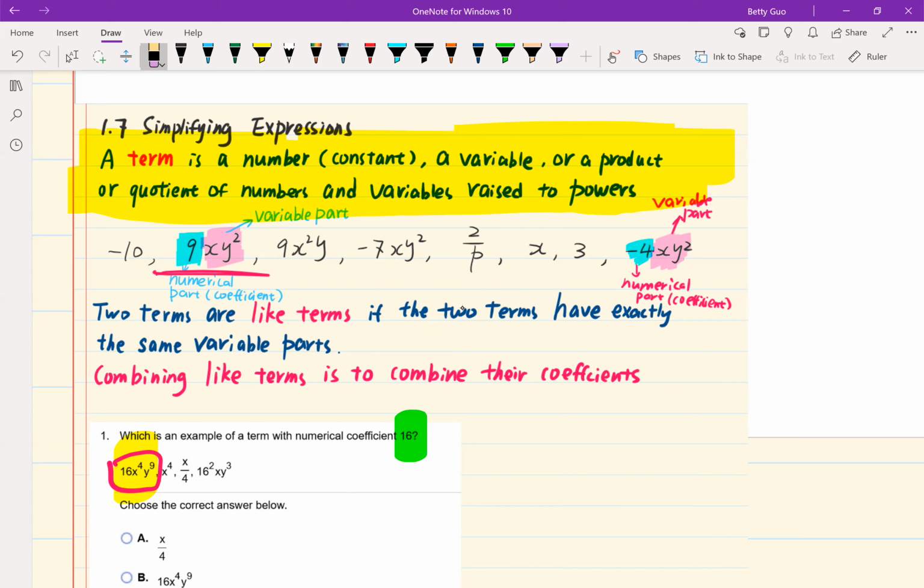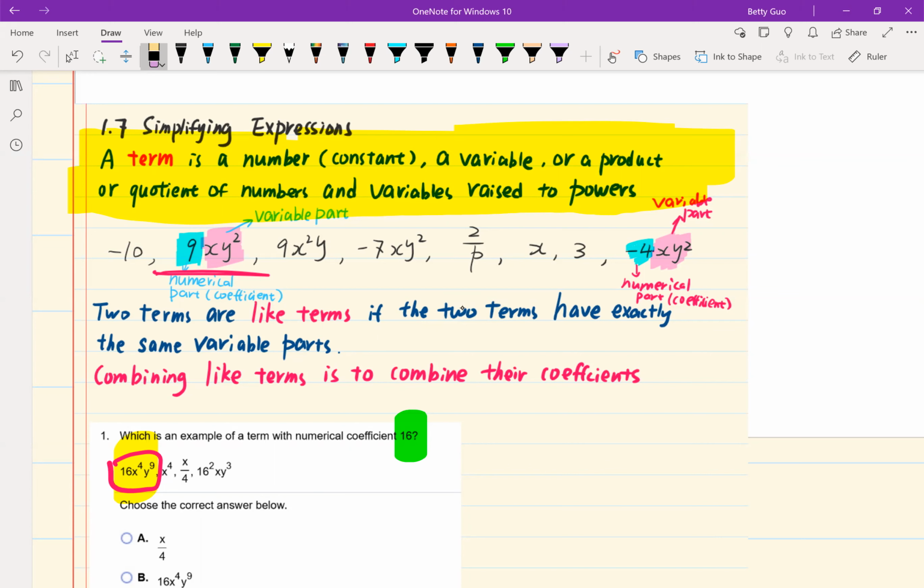Let's move to this one. 9 times xy squared. We have already identified the coefficient is 9 in blue. Variable part is xy squared in pink. Can you find like terms for this guy? Yeah, that one. Yeah, -4xy squared, right? I also have a -4 colored in blue, xy squared colored in pink, right? You see those two terms. They have different coefficients. That's totally okay. Coefficients don't have to be the same, but they have exactly the same variable part, right? Then they are like terms.